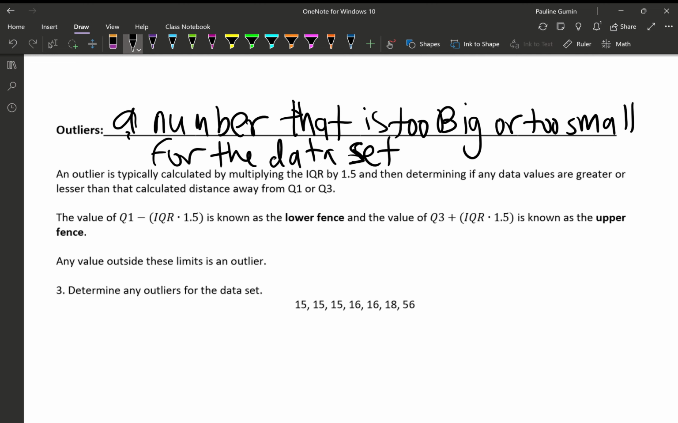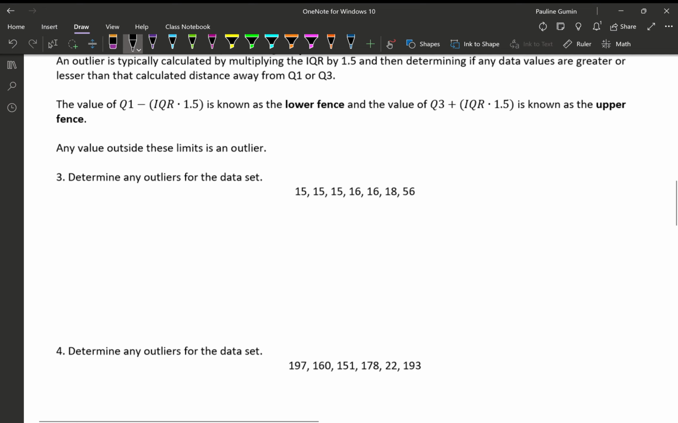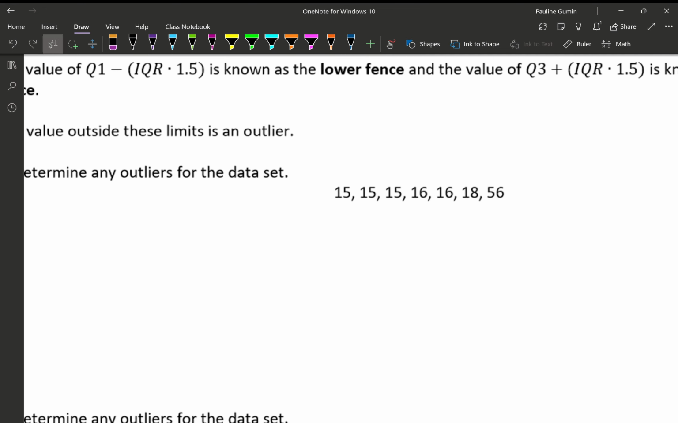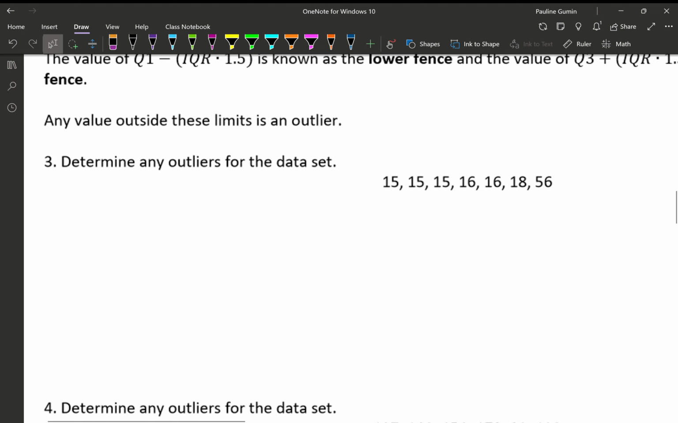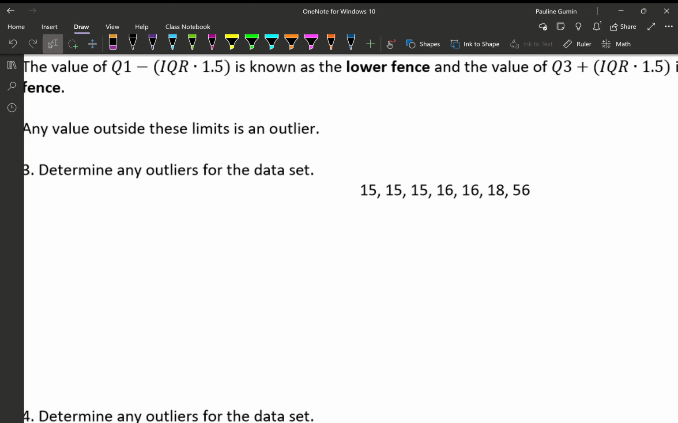Now, for the lower fence, it's said that we cannot get a number lower than that. If there's a number lower than that on our list, then that number is the outlier. If we do the upper fence, then we have to have numbers bigger than that number to be an outlier. So let's do that for number 3. I think it's kind of obvious for number 3 where the outlier is, but let's do the calculation. I think it's obvious that it's 56, but let's prove that it's 56, okay?